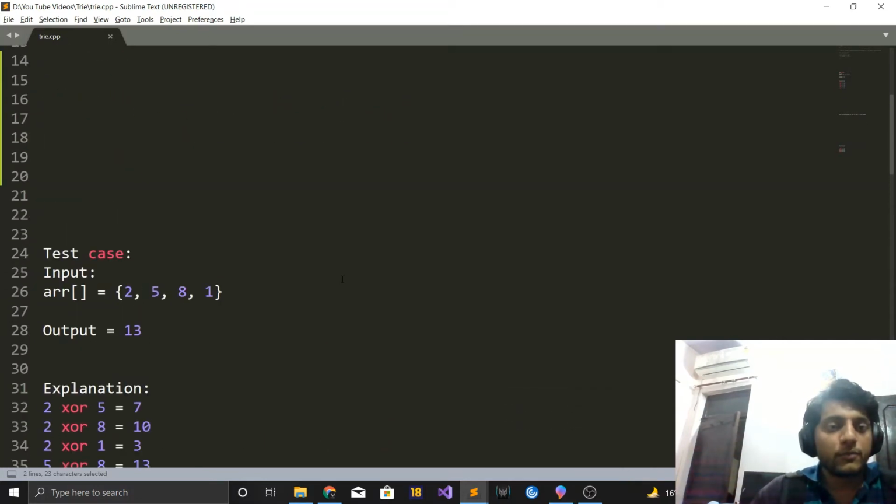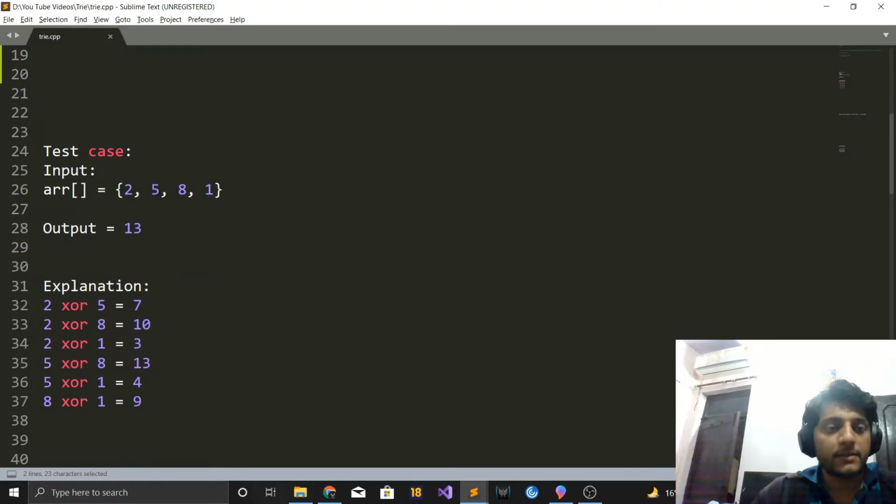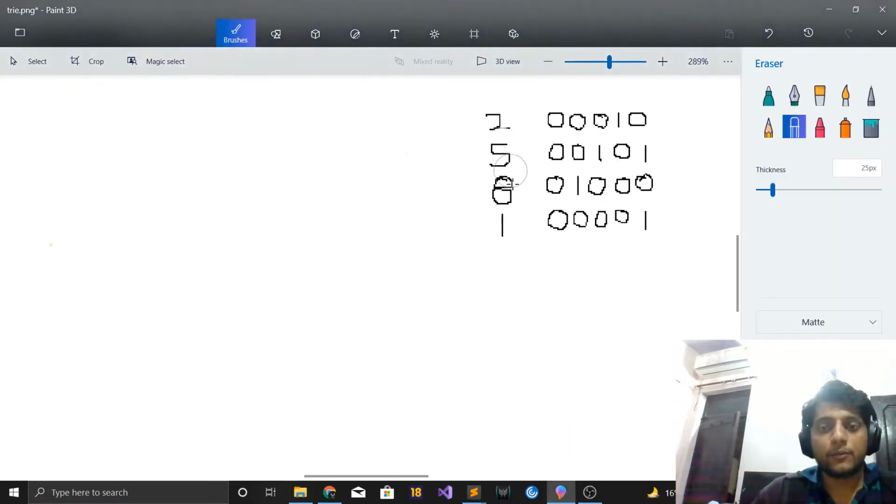I'm going to focus on this test case only, where the array had 2 5 8 and 1. Here is that array 2 5 8 1, and I have written here the bitwise representation for all these integers. The bitwise representation of 2 is 00010. I have taken 5 bits to represent them, but in our original question we will be taking 31 bits, because the max number in the array can be 2 raised to power 31 minus 1. But for ease here I have only taken 5 bits. This is from MSB to LSB. Similarly, the bitwise representation of 5 is 00101, and similarly for 8 and 1.